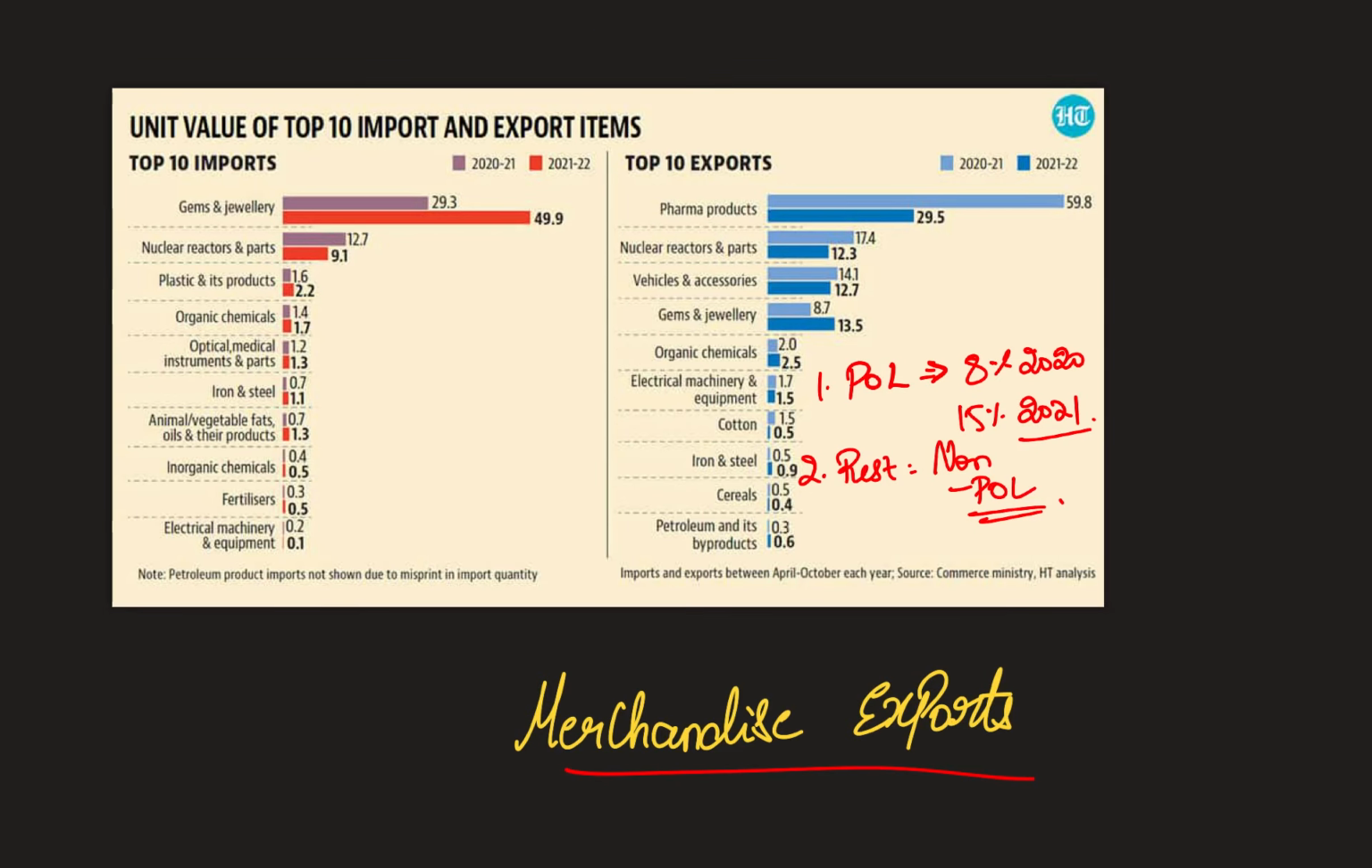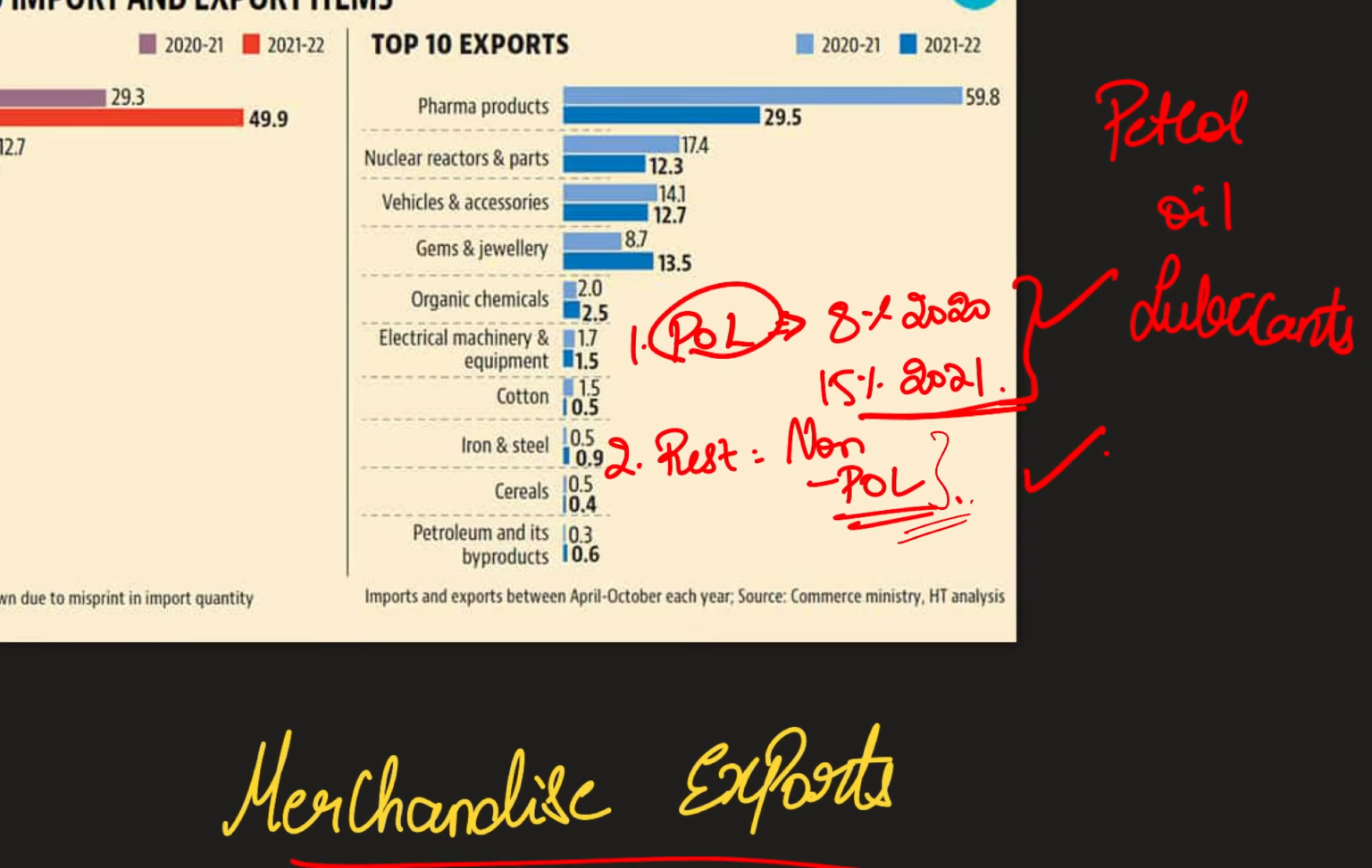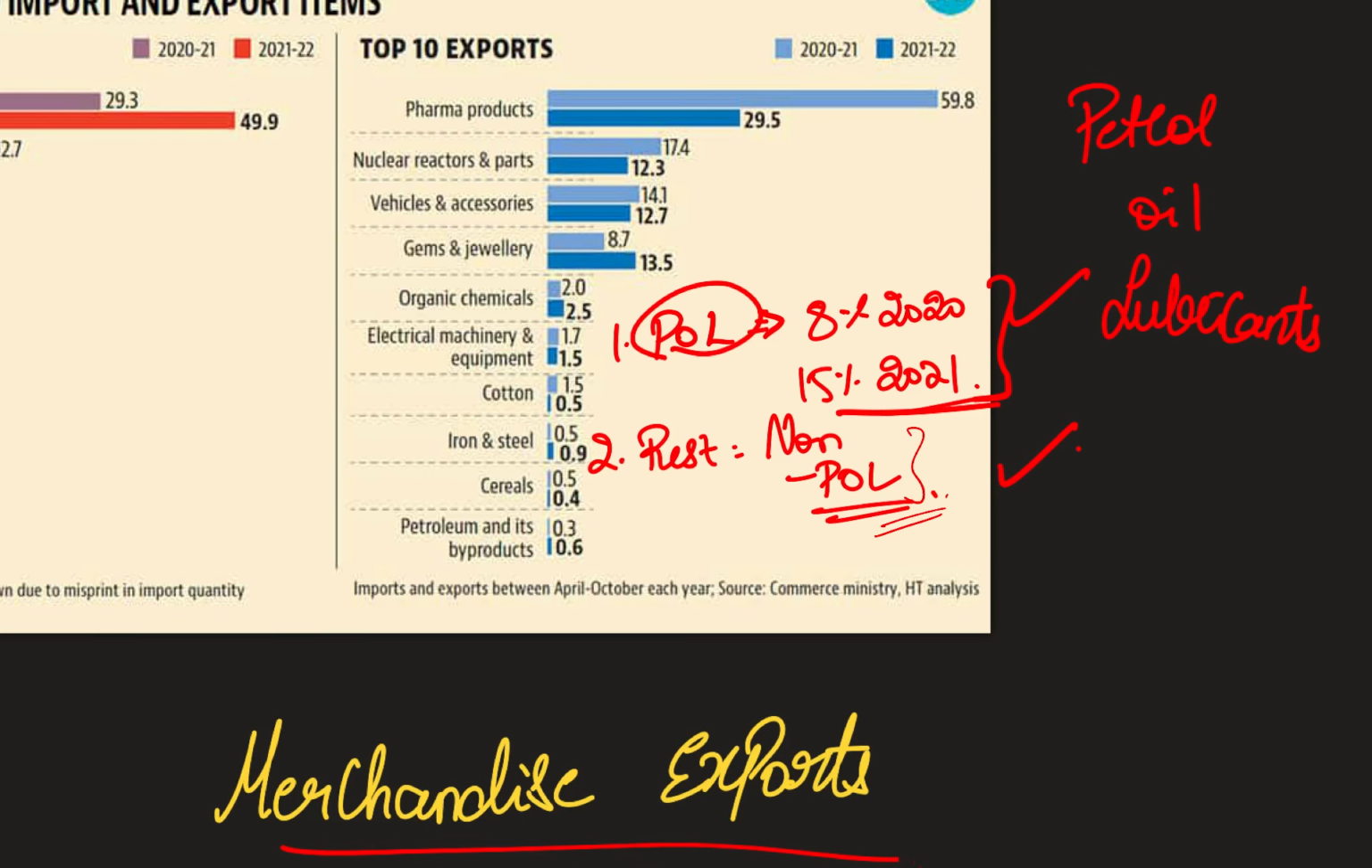When it comes to merchandise export trends, there are two categories according to our economic survey: POL and non-POL. POL means petrol, oil and lubricants. According to the data from the economic survey, there is an increase in exports of this category, that is up to 15% of the exports, and the rest of the exports are under the non-POL category. So what are those items and what is the commodity that is exported the most? Basically pharma products. It's quite understandable because of the COVID impact. But apart from that, usually gems and jewelry constitute a very high part of these exports.